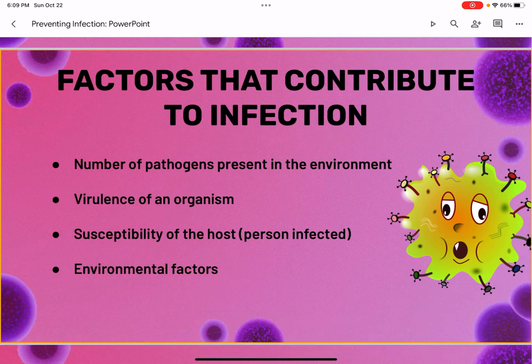Some factors that contribute to infection are the number of pathogens present in the environment, the virulence of an organism, the susceptibility of the host, and environmental factors. Susceptibility of the host refers to age, illness, chronic disease, poor nutrition, poor hygiene, stress, and fatigue. Environmental factors include food, moisture, warm temperature, and darkness.